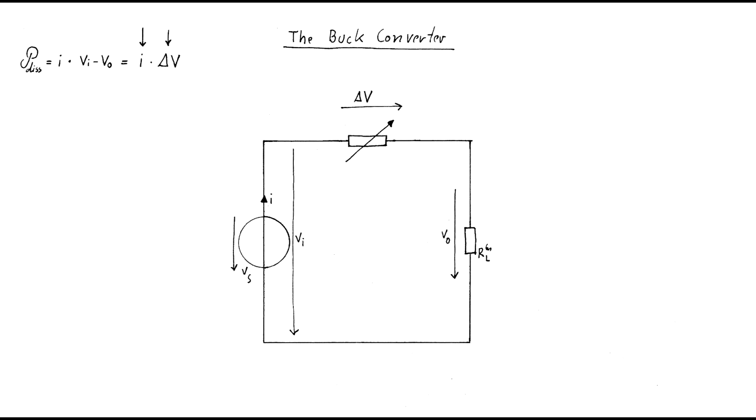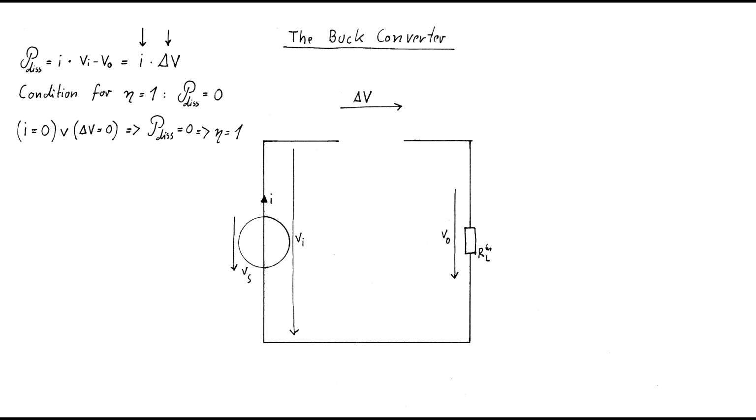To build an ideal converter with efficiency η = 1, however, that product of I times ΔV must be 0. As you know, the product of two factors always becomes 0 once at least one of the factors is 0. Therefore, the resistive element in this circuit must be replaced by another component, over which always either I or ΔV is 0. What kind of magic component would that be? Well, the simplest one you can imagine, a switch.